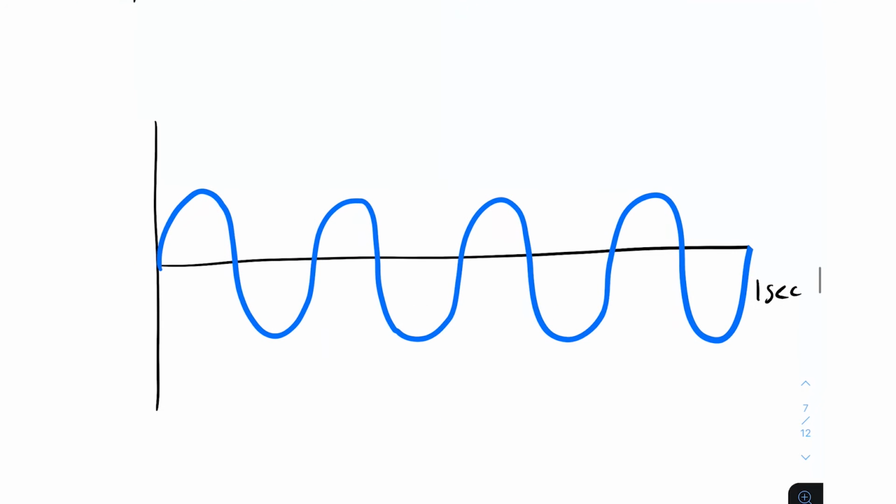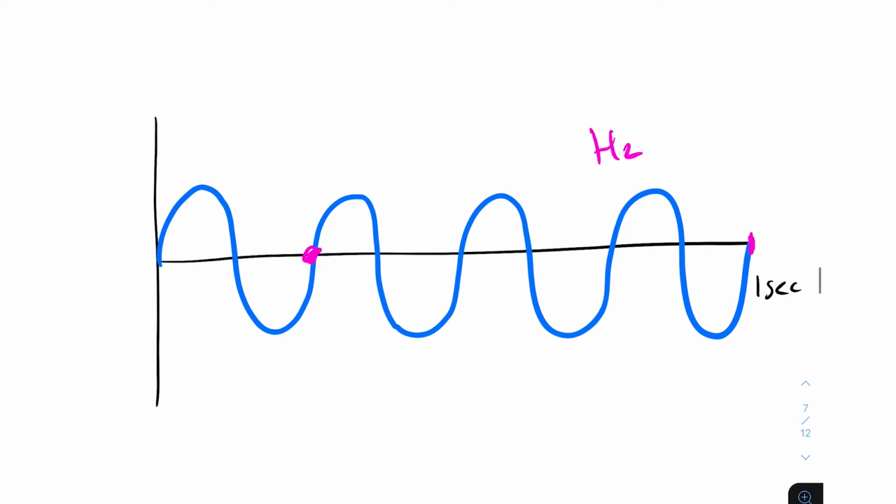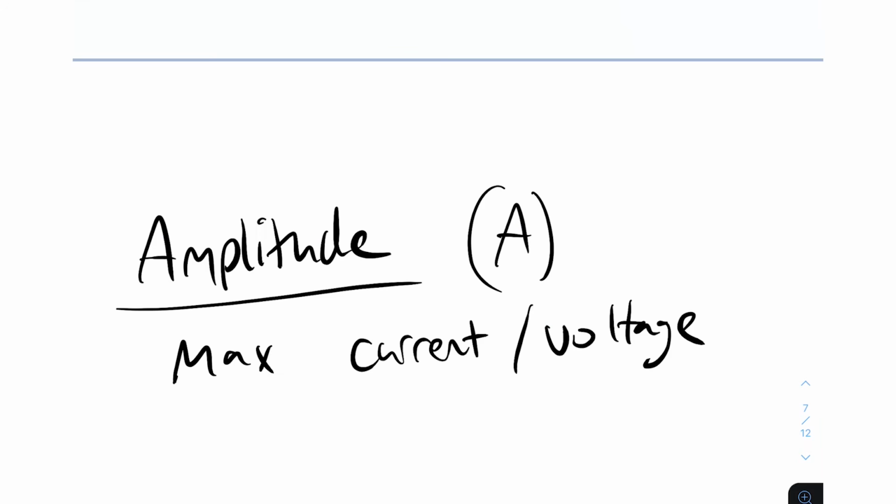Cool. All right, another quick one. Tell me what's the hertz for this one. So you've got a whole 1 second here, and you've got 1, 2, 3, 4 waveforms being completed. So you have a 4 hertz waveform. Hopefully I've driven that home enough.